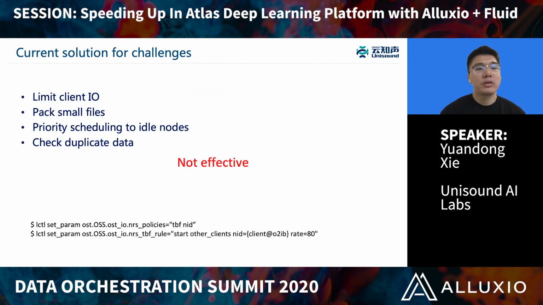We have taken some measures to ensure quality of service for the platform. We manually limit the client rate for some nodes with low computing capability, such as the two commands below. The two commands mean that the client rate limit TBF policy is enabled. TBF means token bucket filter, and the limit rate is 320 megabytes per second when the RPC size is 4 megabytes. And we recommend that users pack small files or convert them to a large file format.